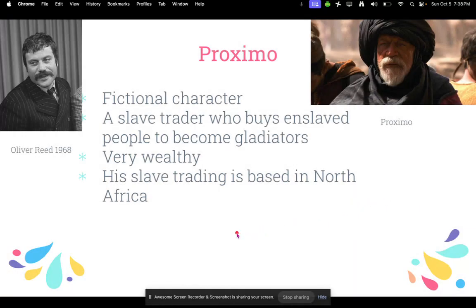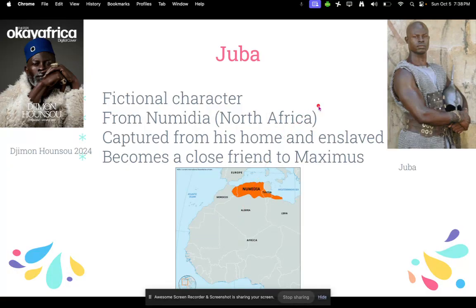Then we have Proximo. So he's also a fictional character, so he was never real. He was a slave trader who buys enslaved people to become gladiators. He is very wealthy, and his slave trading business is based in North Africa. We also have Juba. He is a fictional character. He is from Numidia, which is in North Africa. He's captured from his home and enslaved, and he becomes very close friends with Maximus.